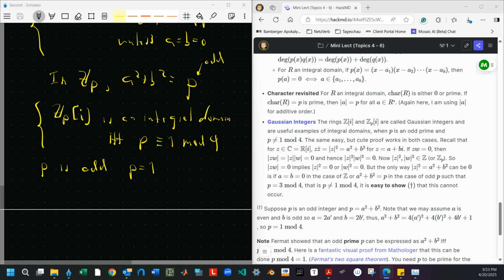Okay, so I did take a little break because I'm coming back. So if P is odd, then either P equals 1 mod 4 or P equals 3 mod 4, right? Those are the only two options if P is odd. That's easy to check.